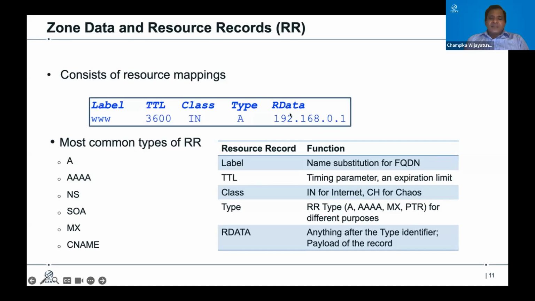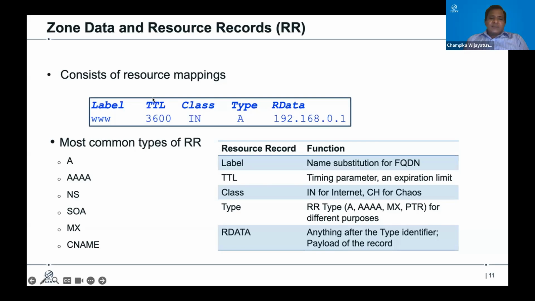It has 5 fields: label, TTL, class, type, and RDATA. Say you want to publish your web server's IP address, to map your web server, which is www, to its IPv4 address. So you would create a record called www, right?